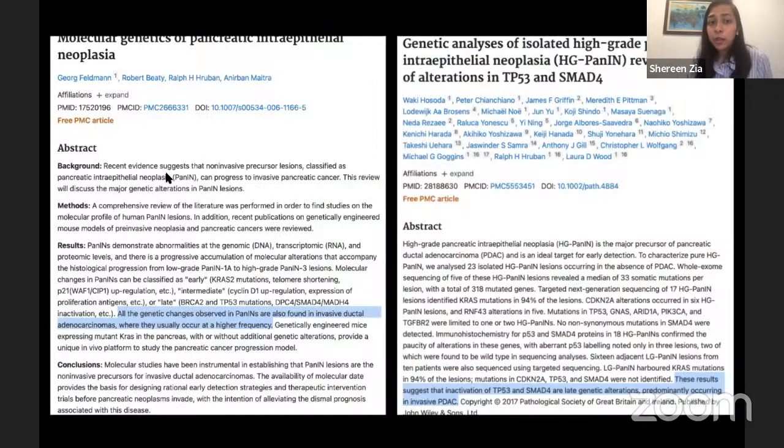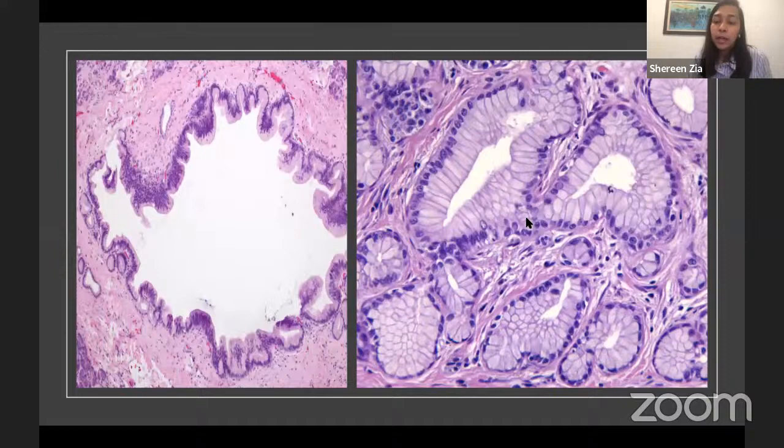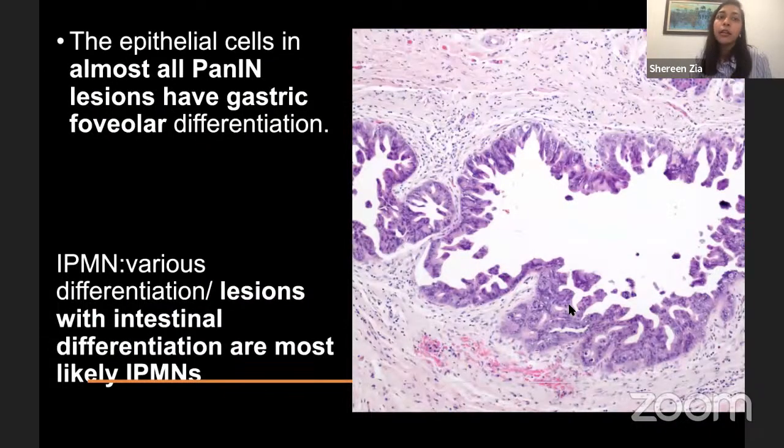So these papers I have just put up to show you the molecular genetics of PANIN. They share some of the genetic alterations in common with the pancreatic ductal adenocarcinomas that, like we mentioned before, TP53 and SMAD4. So that's why they are a precursor non-invasive lesion. PANIN stands for pancreatic intraepithelial neoplasia. Again, they can be low grade as seen over here, or they can be high grade. The epithelial cells in almost all PANIN can have a gastric foveolar differentiation, whereas IPMN can have different kinds of differentiations like intestinal, in which intestinal is most common, but they can have different differentiations in the same lesion.